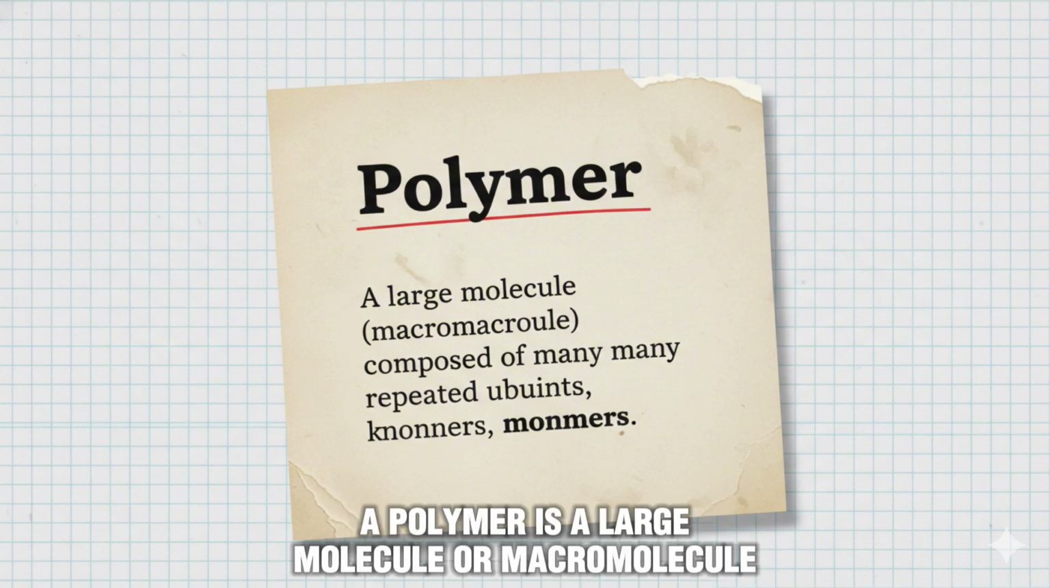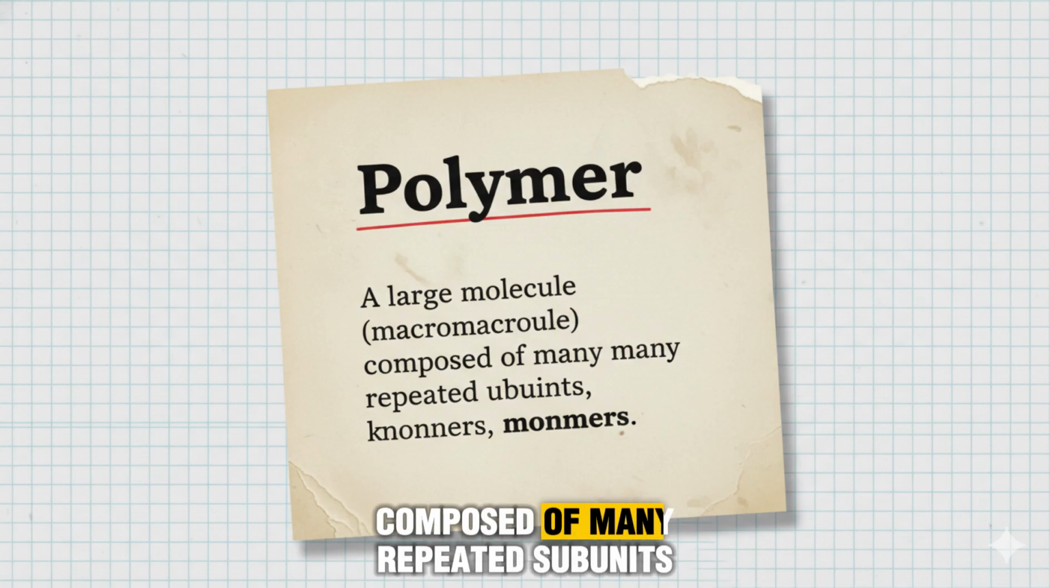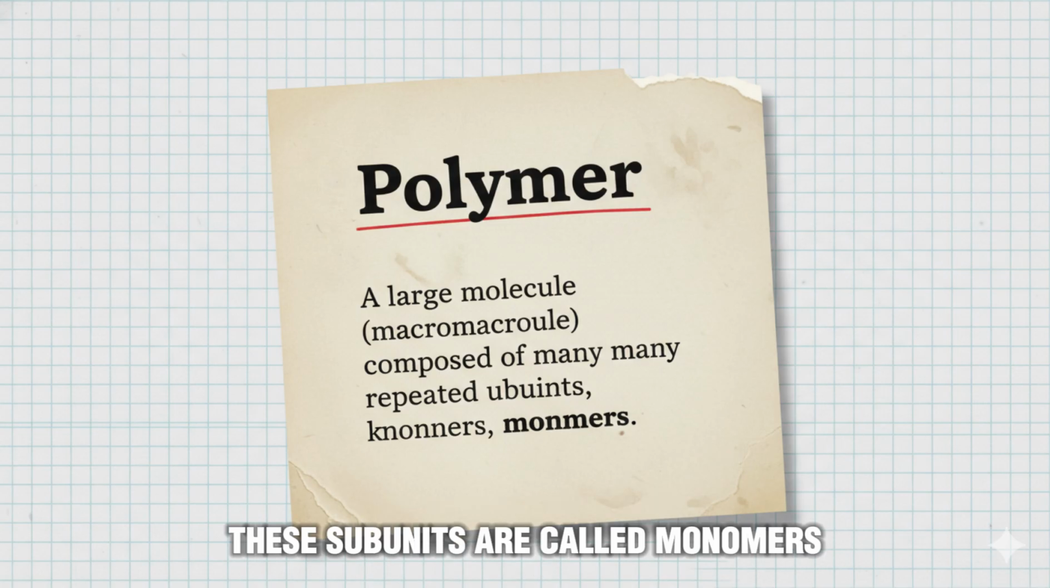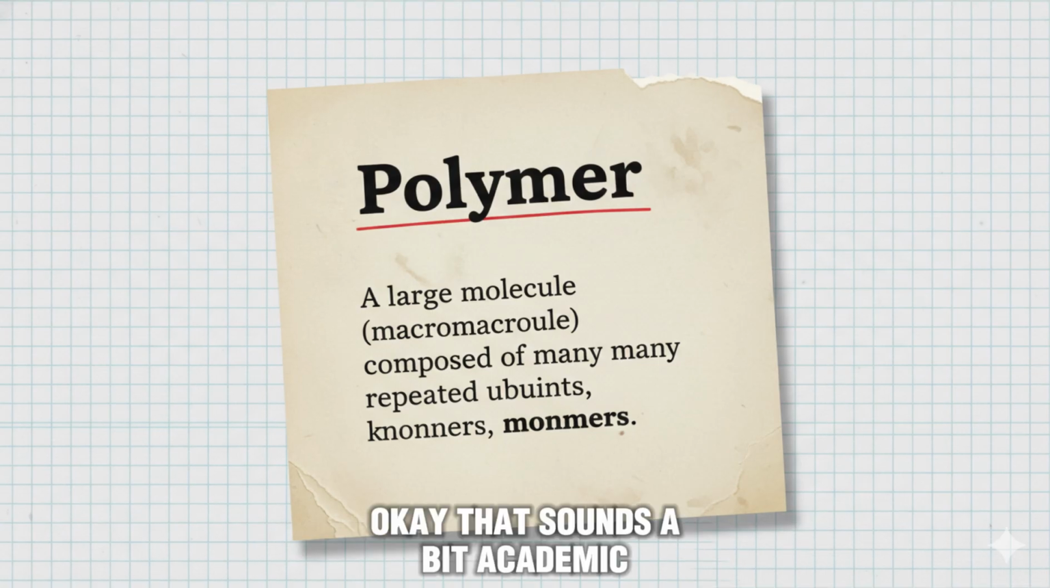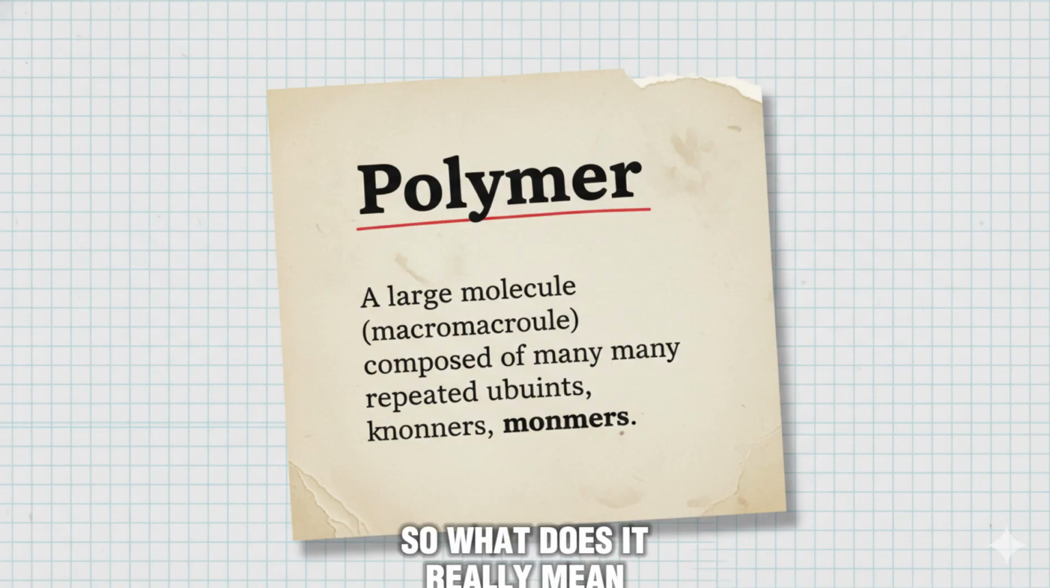A polymer is a large molecule, or macromolecule, composed of many repeated subunits. These subunits are called monomers. Okay, that sounds a bit academic, so what does it really mean?